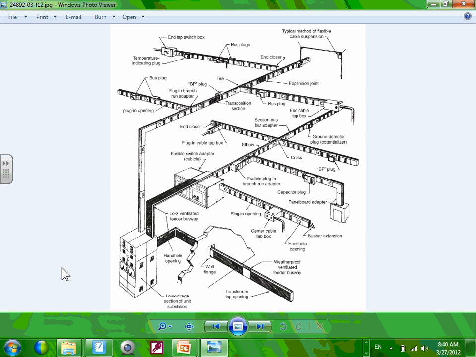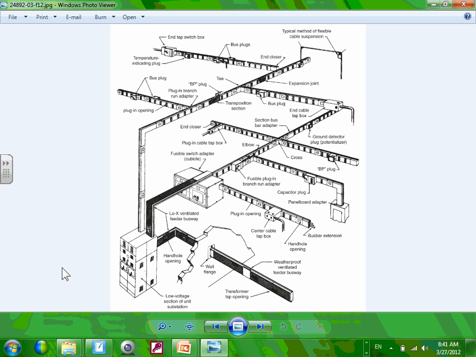Concentration of load in a certain area for manufacturing. You're not going to find a busway in an office building to feed loads, because it defeats the purpose. It doesn't get you what you want. Concentration of heavy load, as in machines and motors, in a small area. That's the main application for plug-in busways.